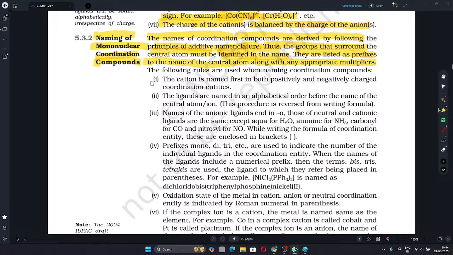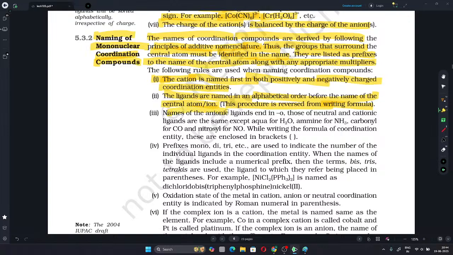The following rules are used when naming coordination compounds. First, the cation is named first in both positively and negatively charged coordination entities. The ligands are named in alphabetical order before the name of the central atom or ion. This procedure is reversed from writing the formula. In writing the formula, we write the metal ion first, then the ligand, but here it is reversed.